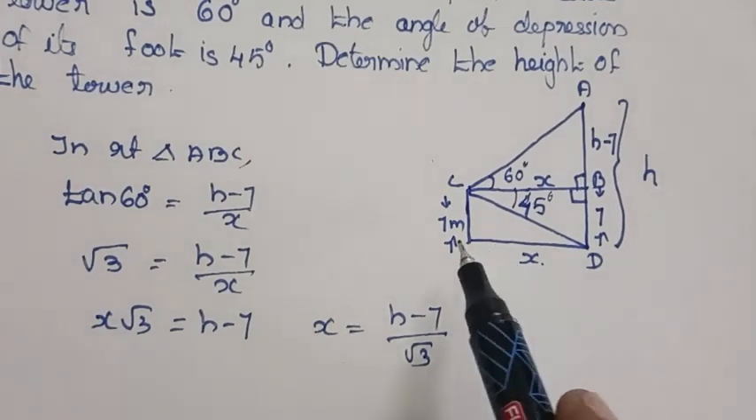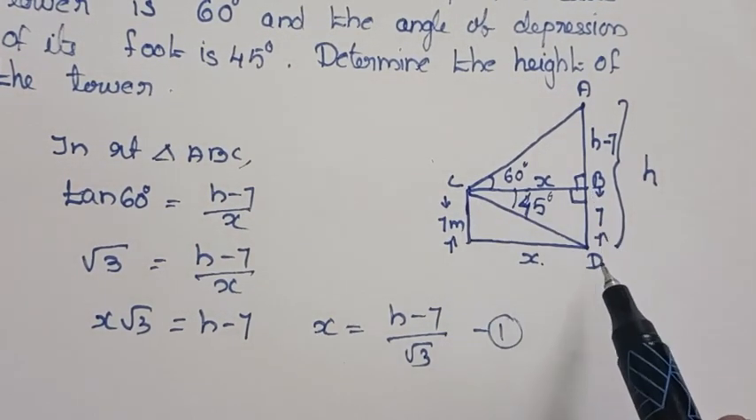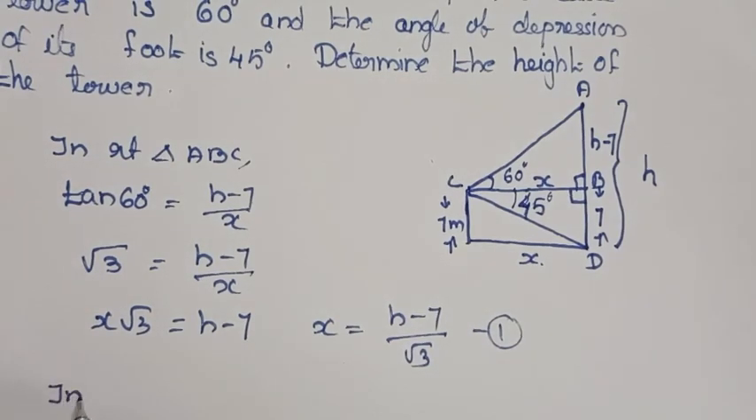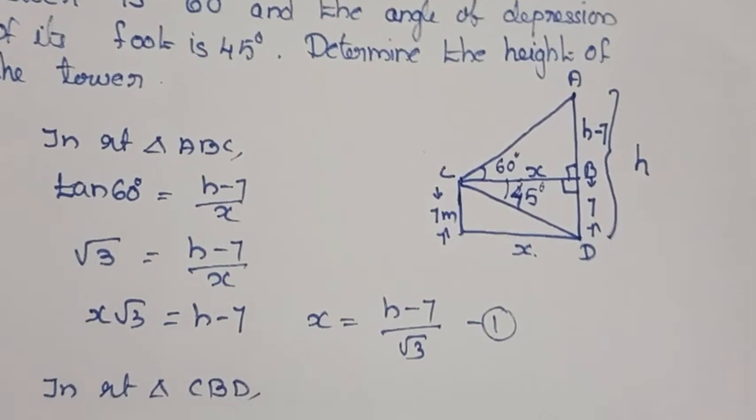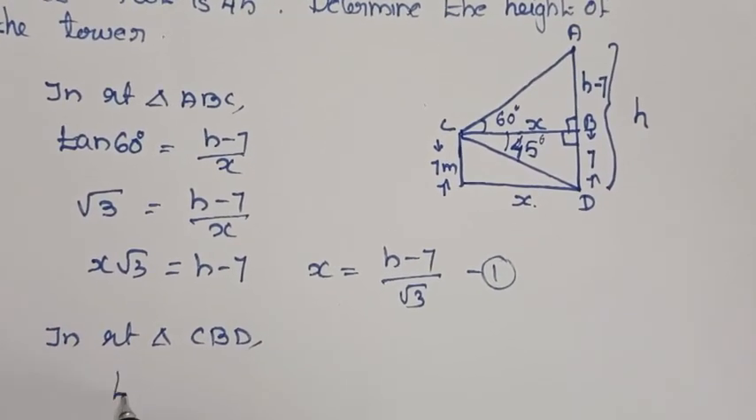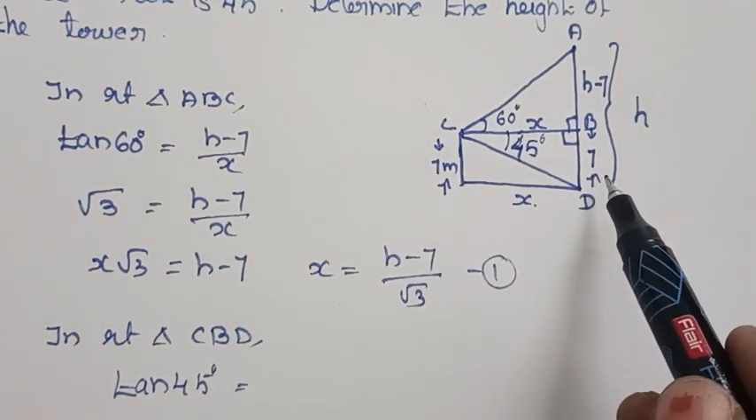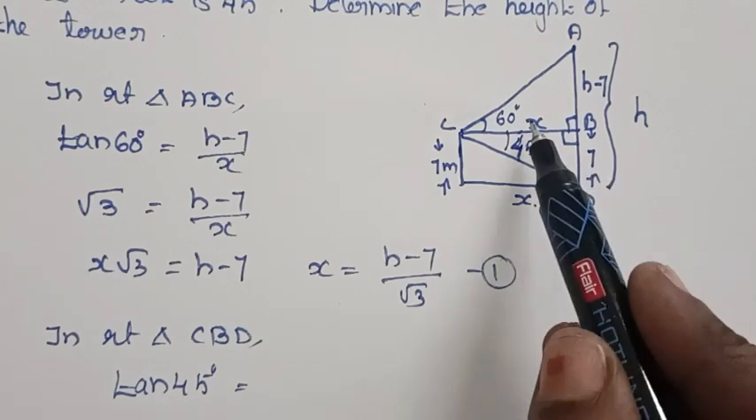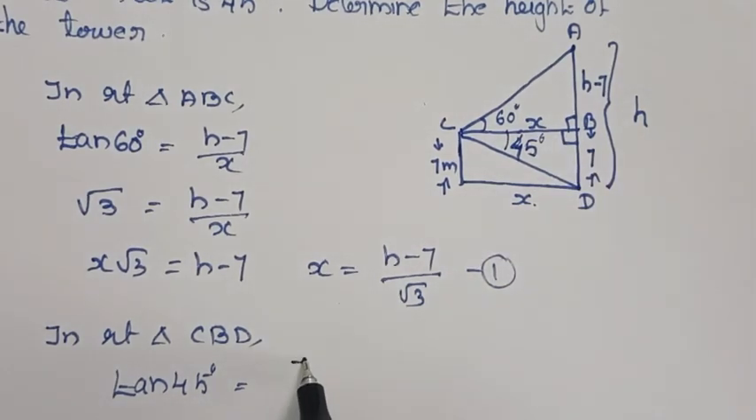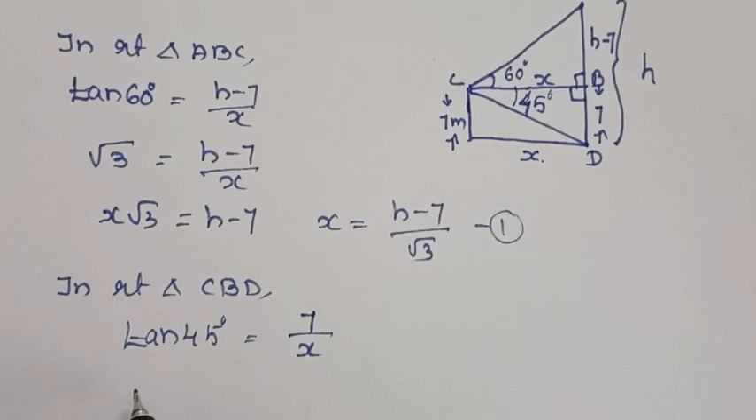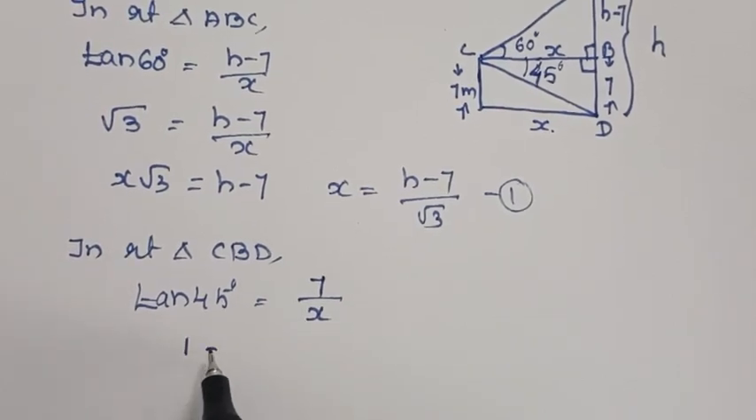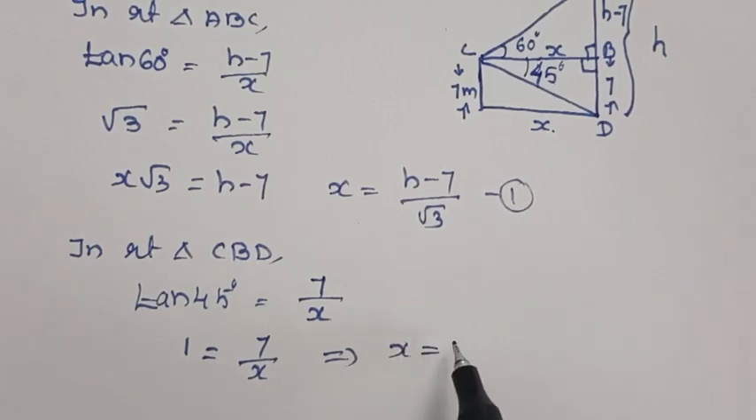Now in second right triangle, that is in right triangle CBD, tan 45 degree equal to opposite side by adjacent side. Opposite side is 7 meters. Adjacent side equal to x meters. That is 7 by x. Tan 45 is equal to 1. 1 equal to 7 by x. That implies x equal to 7.